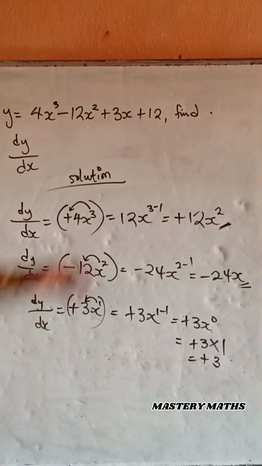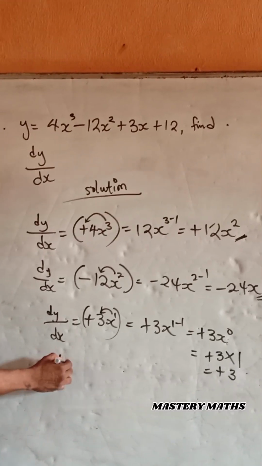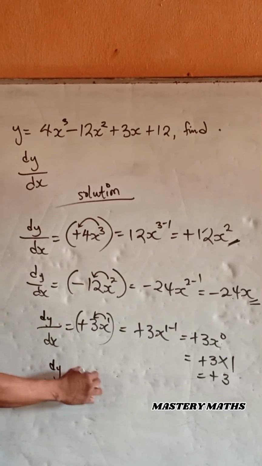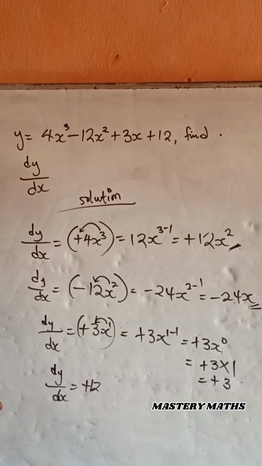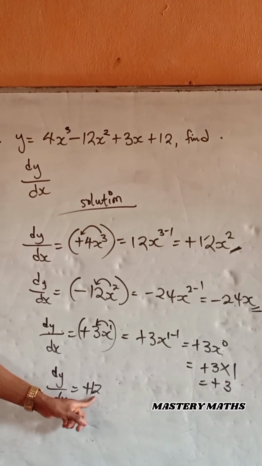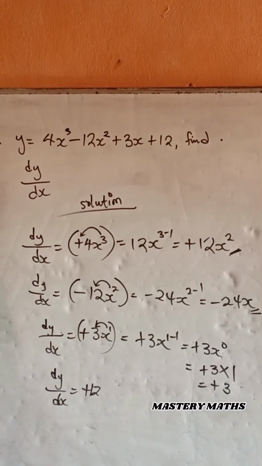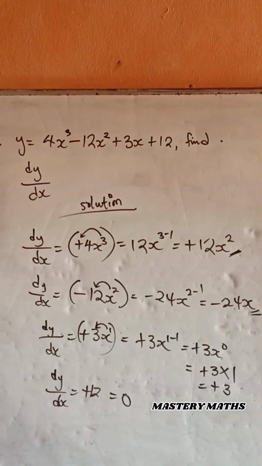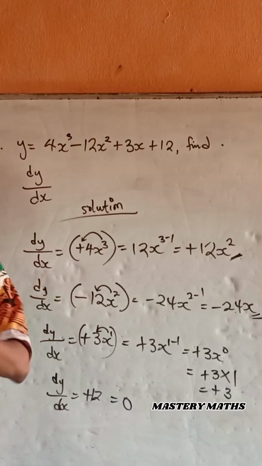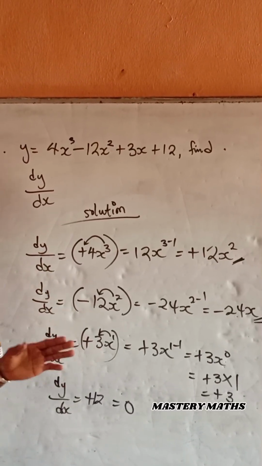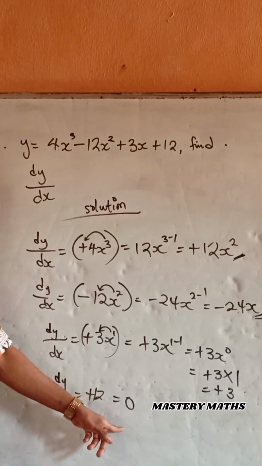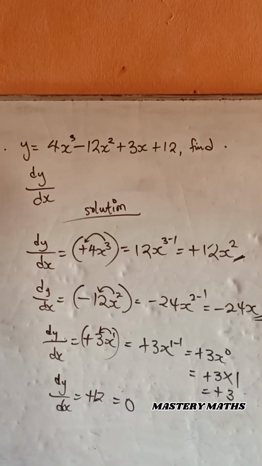We need to work on the plus 12. dy/dx of plus 12. Now if you watch that, this plus 12 is a constant. The derivative of any constant is 0. This is equal to 0. Why? Know that the derivative of any constant is 0. It doesn't have a variable, so it's a constant. So the derivative of any constant is 0.